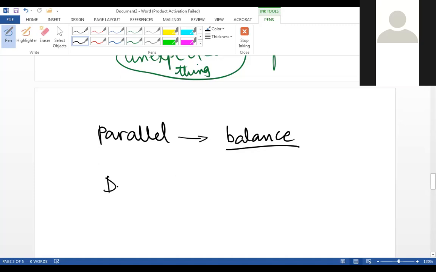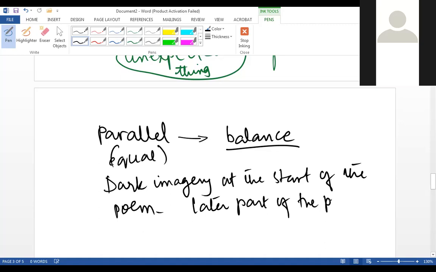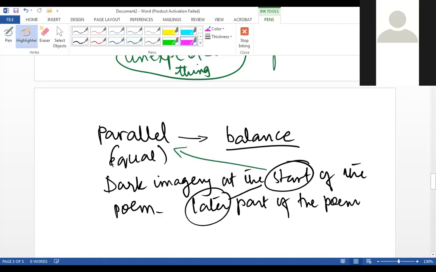If there is dark imagery at the start of the poem, and parallel means equal in one way or the other, and it remains the same towards the later part of the poem also, then it will turn out to be dark at the start and even the later. So that means it's a sort of a parallel.